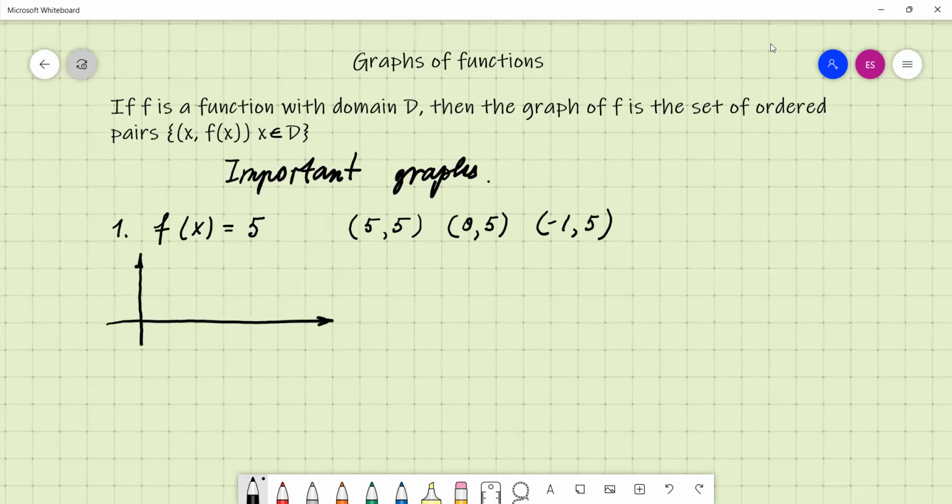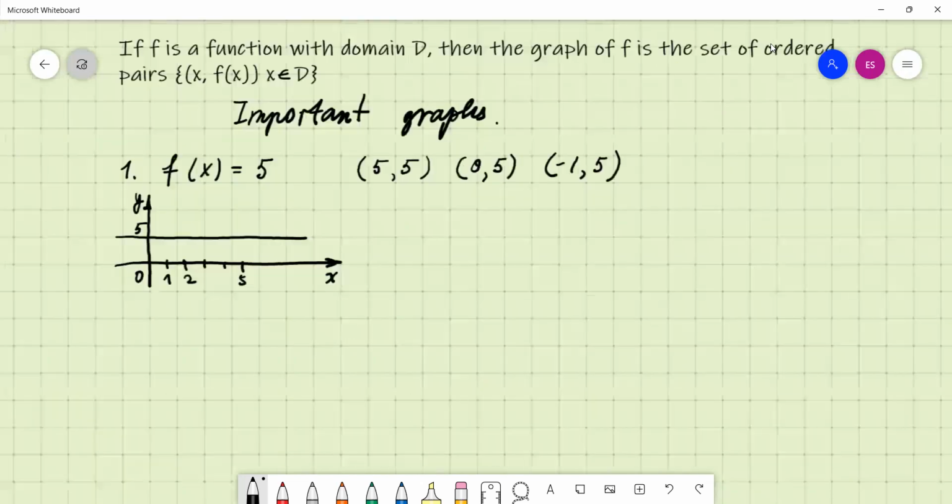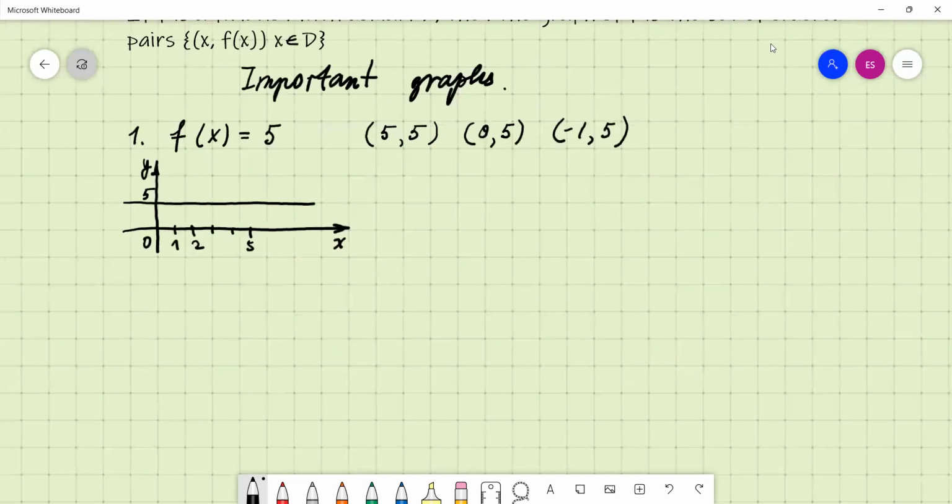I'm going to graph it as a straight line. This straight line goes through the point 5 on the y-axis, and it has the same value for all x's. So x equals 1, it's 5, x equals 2 is 5, x equals 3, 4, 5, it's still 5. My y-axis scale is a little bit different from the x-axis scale, because I'm the one defining this, so my 1 on the y-axis is much smaller. That's called a constant function, and it usually looks like a horizontal line.